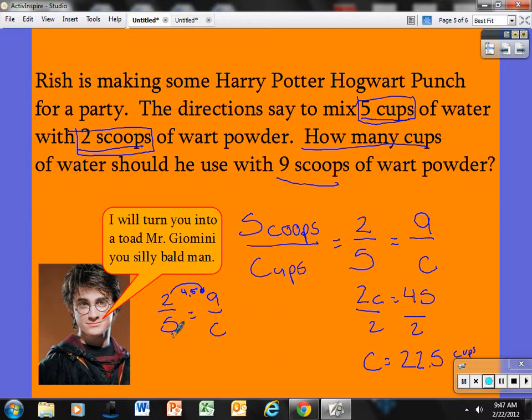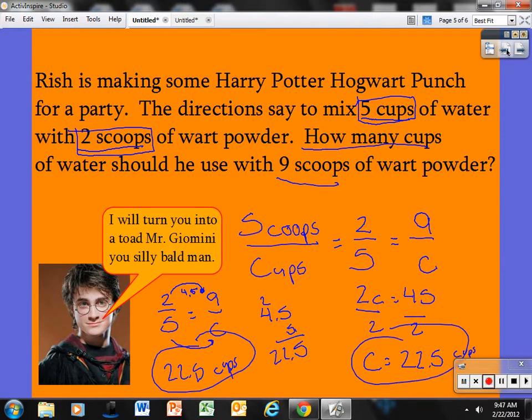I would then just multiply 4 and 5/10 times 5 to get this missing part. Whatever I do to the numerator, I do to the denominator. So I do to the top, I do to the bottom. So I get 5 times 4 is 20, plus 2 gives me 22, so 22 and a half cups. Just wanted to show you 2 different ways that also get you the same answer.